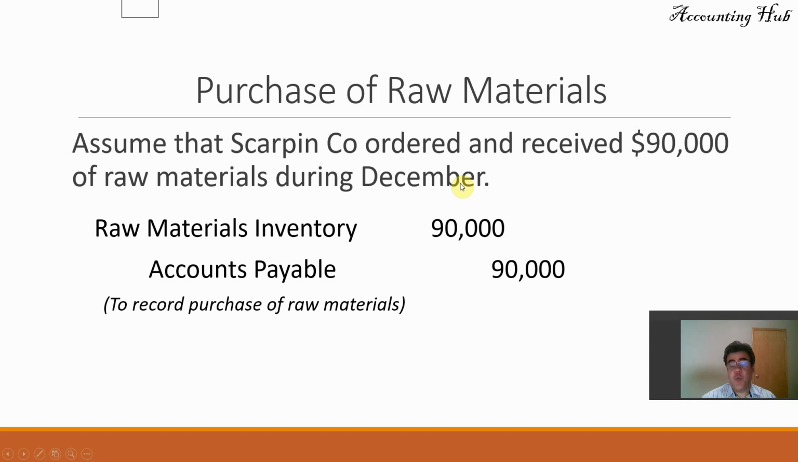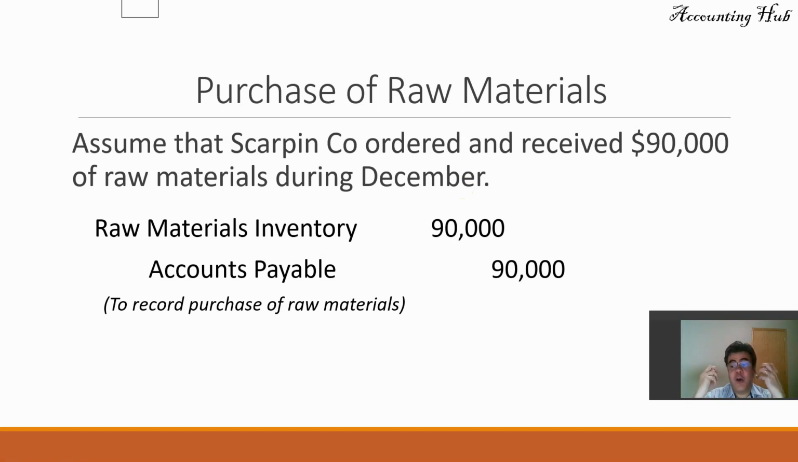So remember, when we are talking about job costing, we have three main costs: direct materials, direct labor, and manufacturing overhead. Direct materials usually is the raw materials. And then remember the flow of costing. We start with our inventories and then we go to the cost of goods sold.